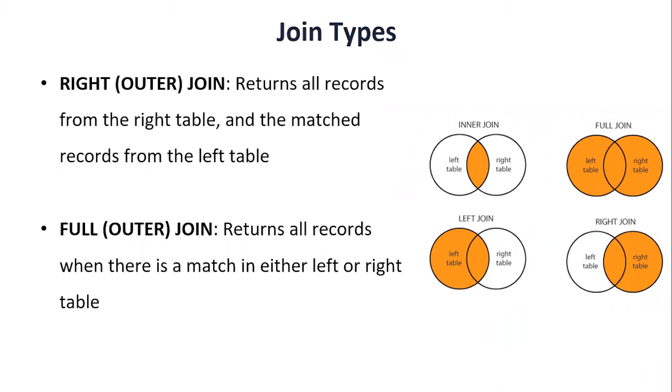And the right outer join or right join is the opposite of left join. So it will return all the records from the right table, this one. And if there are matching records from the left table, that would be included in the join. And for any records in the right table where there are no matches, the values will be filled with null.